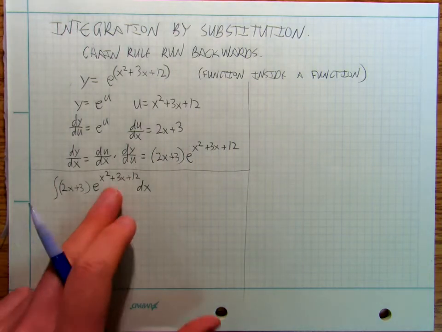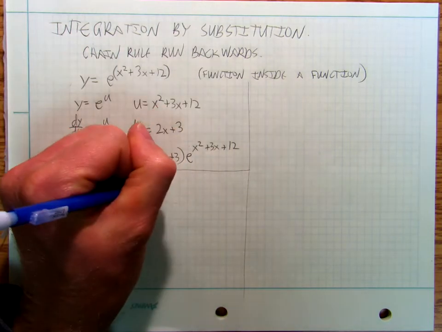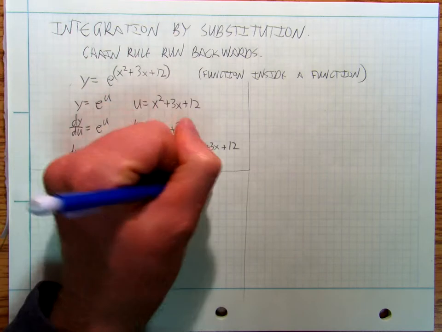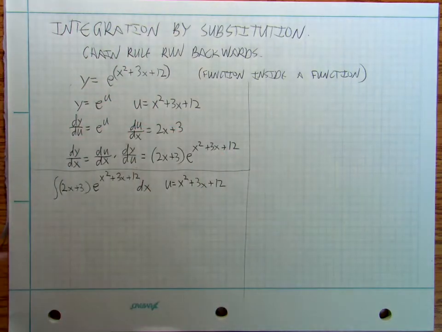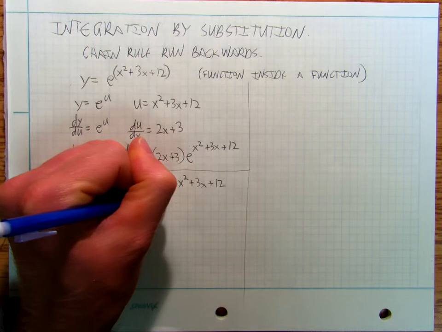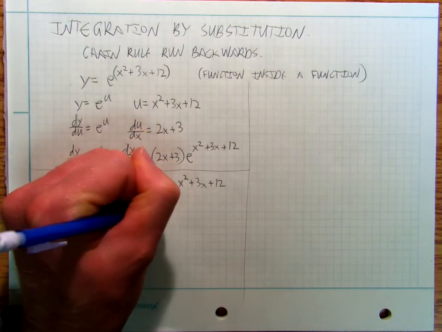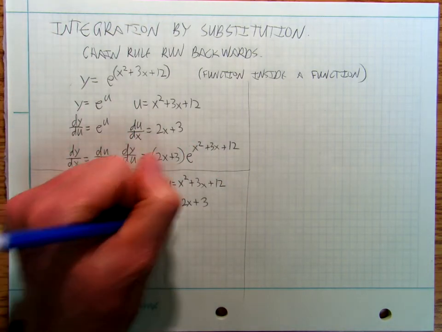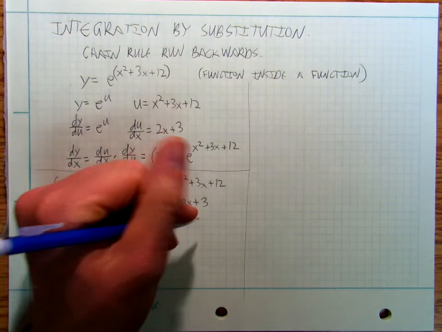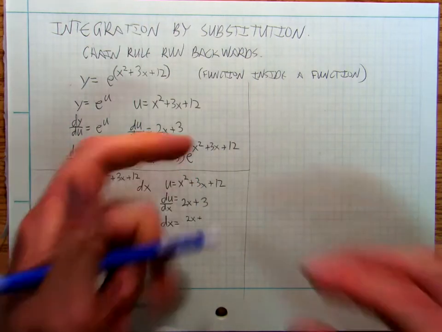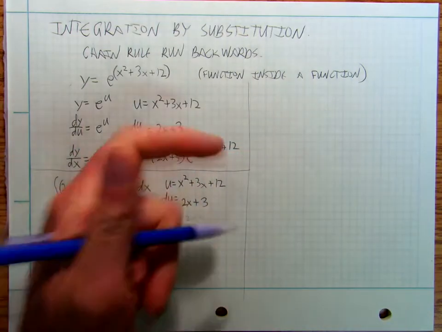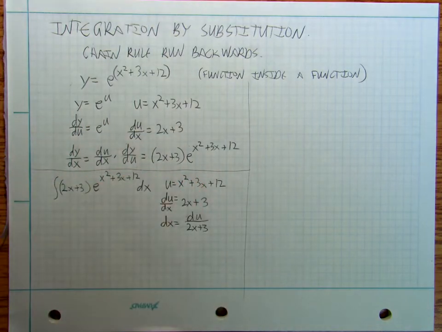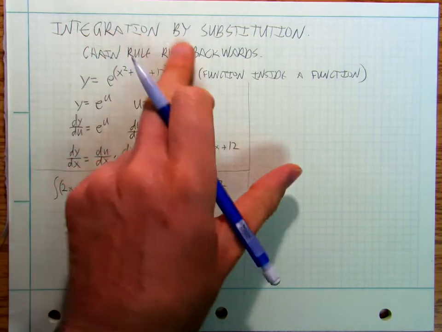Okay, so the first thing I'm going to do is I'm going to say that u equals x squared plus 3x plus 12. And then I'm going to say du dx is equal to 2x plus 3. And then I'm going to switch that around, so I'm going to say dx is equal to du divided by 2x plus 3. And now we're doing integration by substitution.